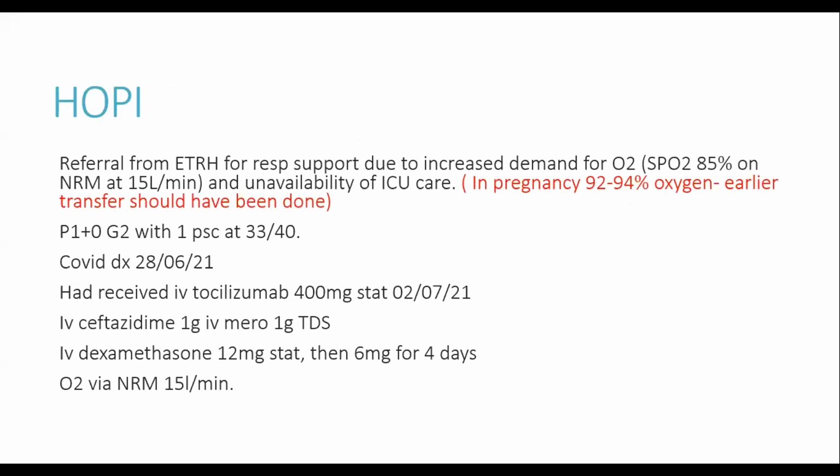So let's start with the presenting illness. She was at the Embu Referral Hospital, and our target of oxygenation by the time they referred. In pregnancy, it's not 88 to 90, it's actually 92 to 94. That's our goal of therapy for the pregnant patient. So maybe there was a late referral at this point. We referred the patient at 85% on NRM, when our target should have been 92 to 94 because she's pregnant.